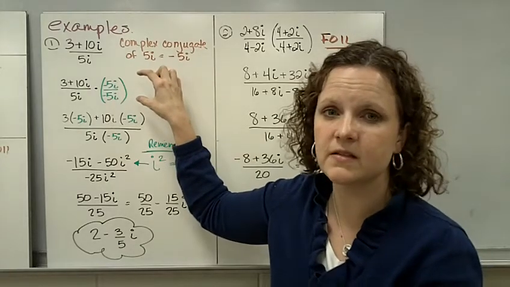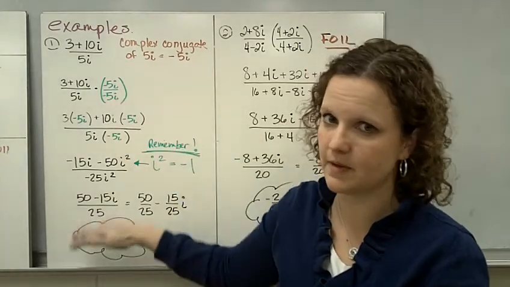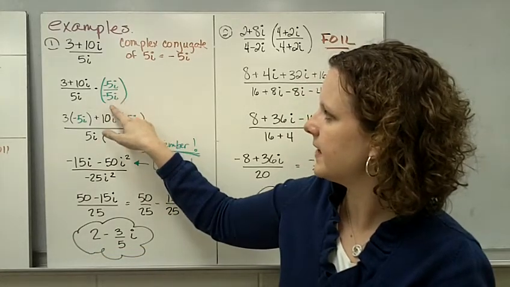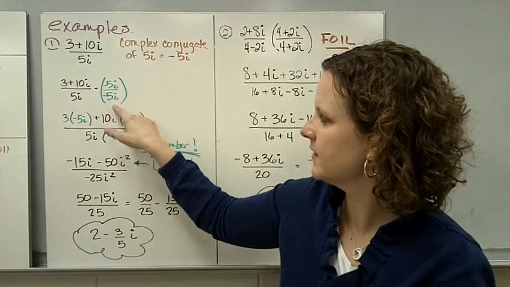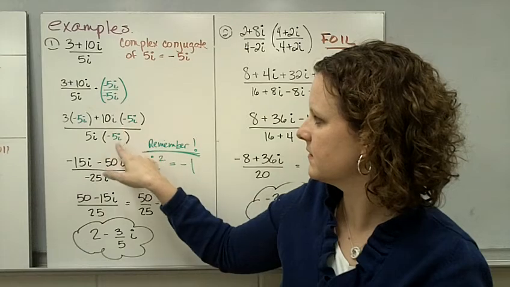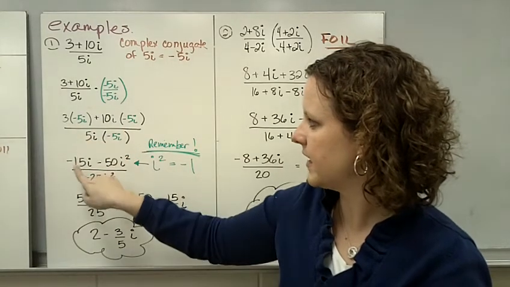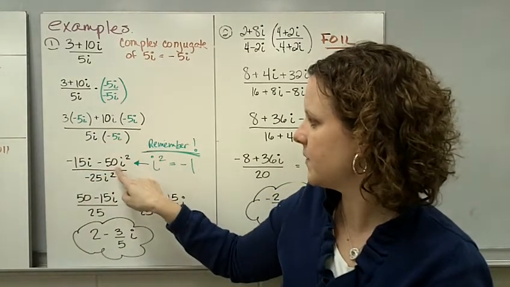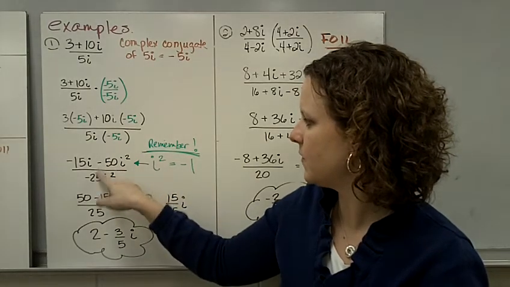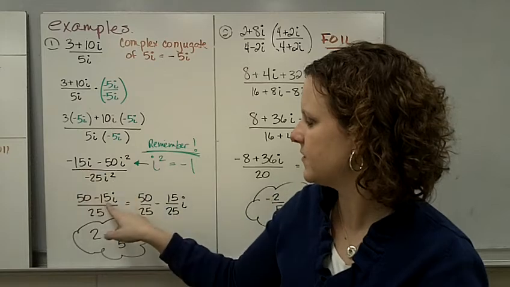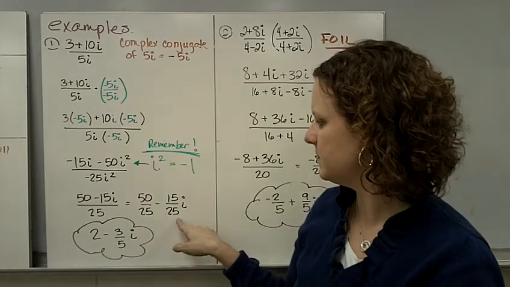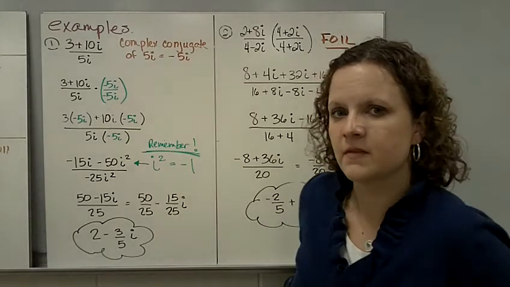And I'm going to go through every single itty bitty part here. Every step is written out, and we're not going to have to do that every time. But I'll multiply by the complex conjugate in the numerator and the denominator. Distribute right here. Do your multiplication, negative 15, negative 50i squared. Remember, i squared is negative 1. Negative 1 makes that a positive 50. That trades over there. Negative 1 makes that a positive 25, and we simplify it. And we have our answer. Let's try another one.